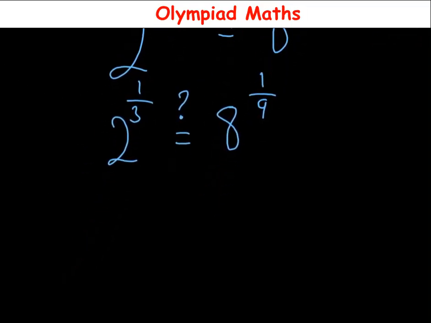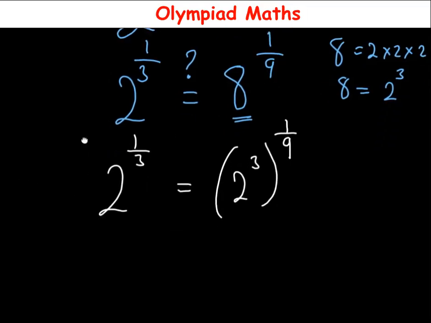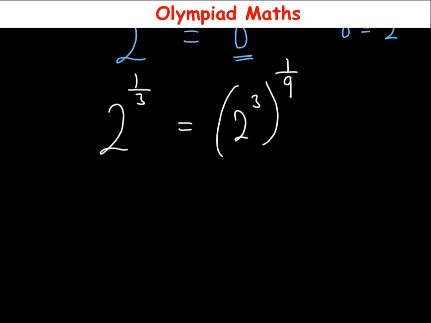Now from here, we can express 8 in the form of 8 is equal to 2 times 2 times 2, and this is equal to 2 in 3 places. So 8 is equal to 2 raised to power 3. So replacing 8 with 2 raised to power 3, we have 2 raised to power 1 over 3 is equal to 8, which becomes in bracket 2 raised to power 3 all raised to power 1 over 9. And from here, we are also going to apply a rule: if you have a raised to power b, all to the power of c, this equals a raised to power b times c.